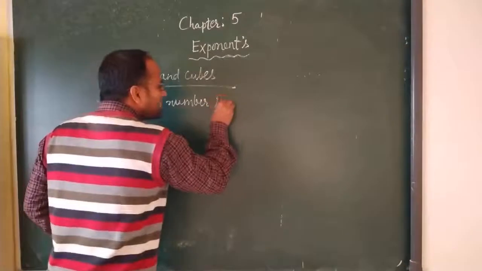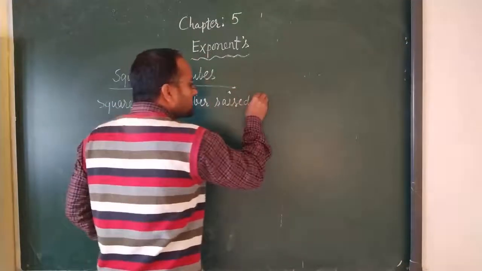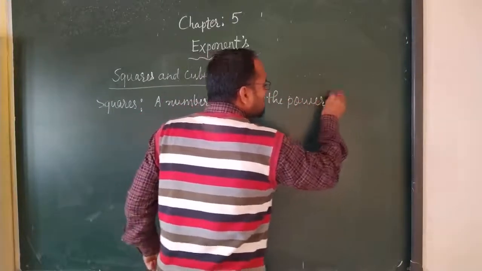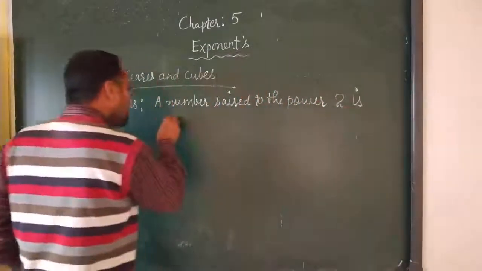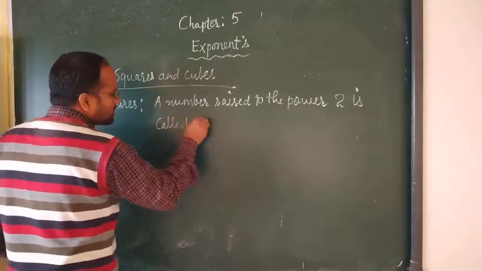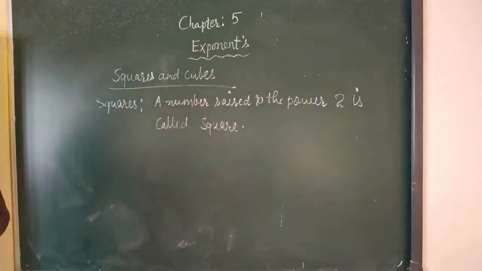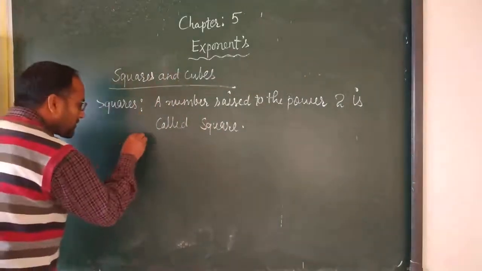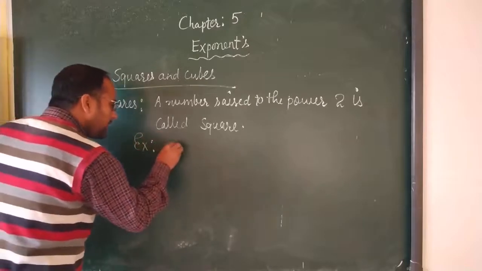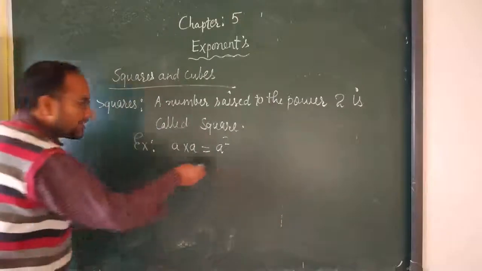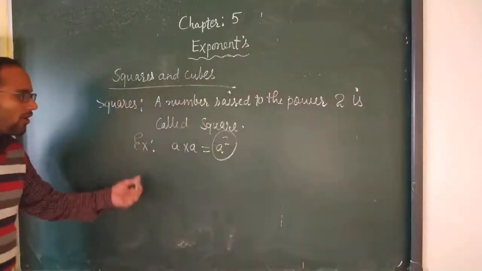It is very easy. A number raised to the power 2 is called a square. Square of the number. Suppose for example, A is multiplied by A, and if it is written A to the power 2, then it is known as a square of A.